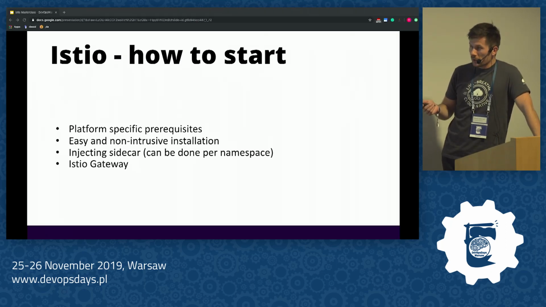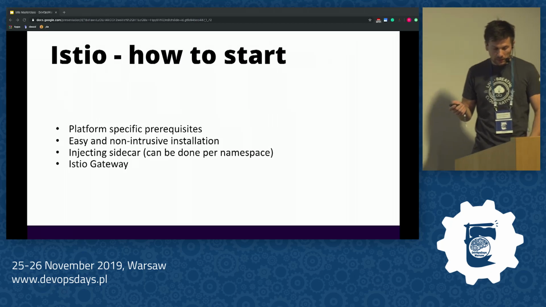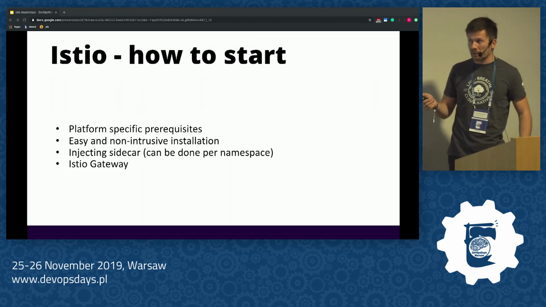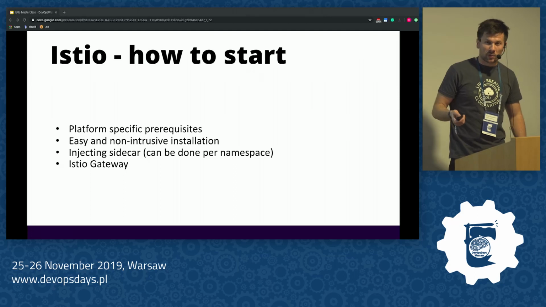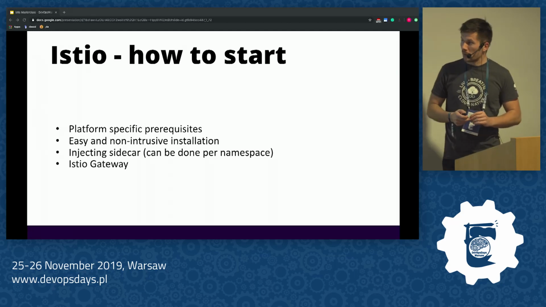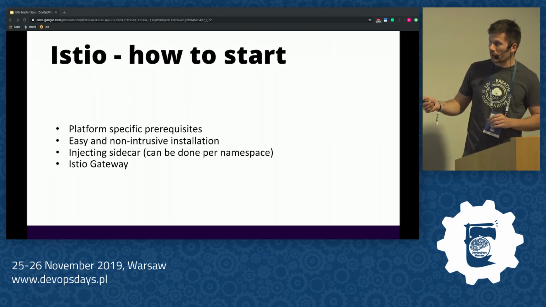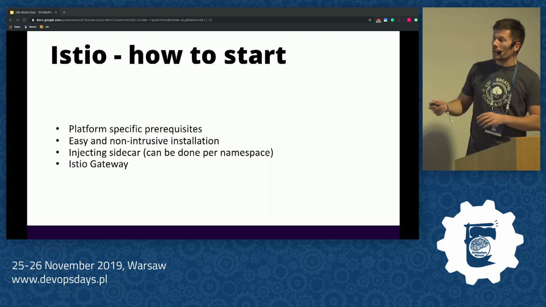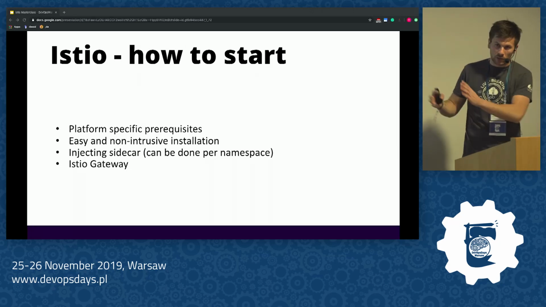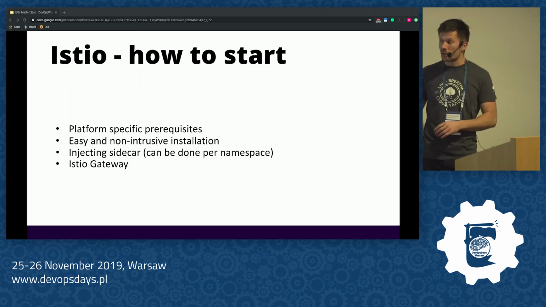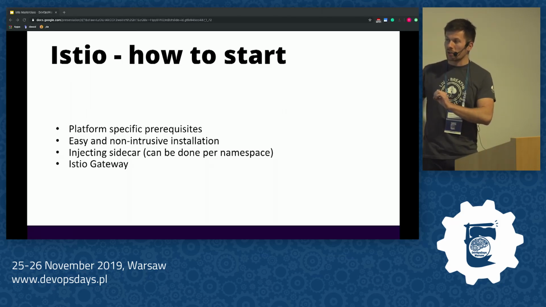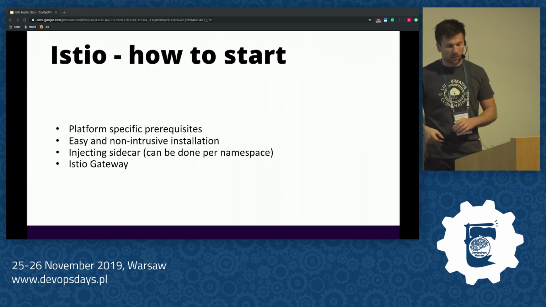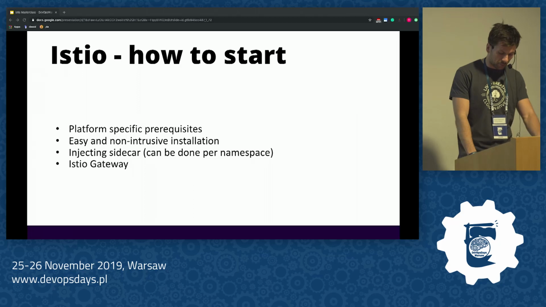Injecting sidecars, you can do it either manually or automatically. If you just want to play with Istio, then you probably want to do it manually just to test stuff. But you can also instruct Istio to inject the sidecar automatically into anything you deploy, so any deployment you do in a specific namespace. You can just create a new namespace, Istio test, whatever, and instruct Istio to inject itself only into that particular namespace. So it's still safe to test it.